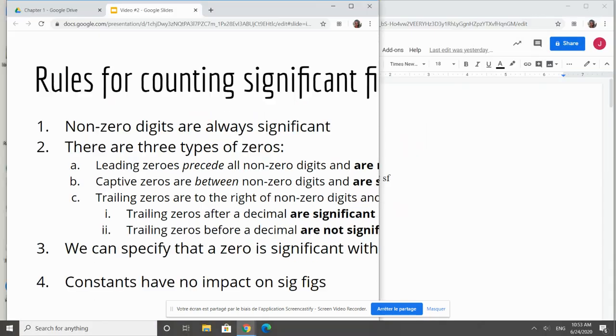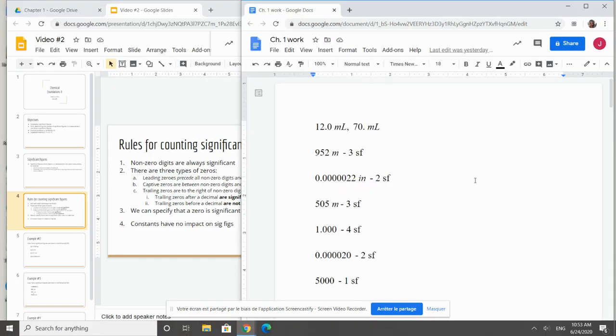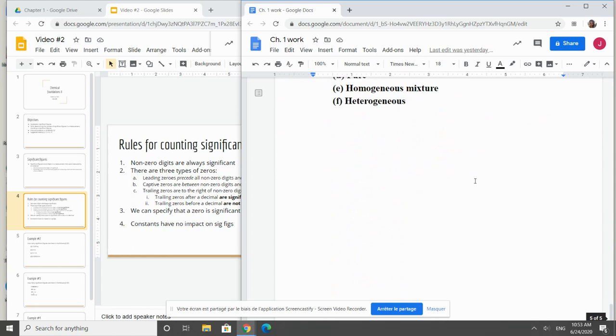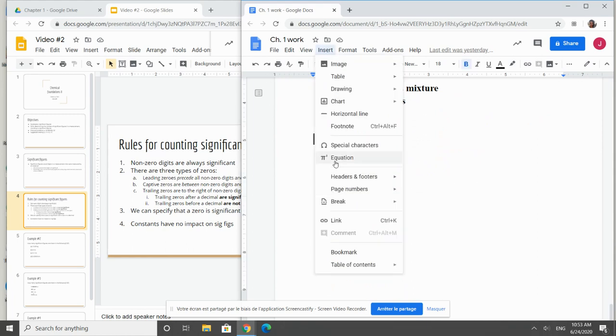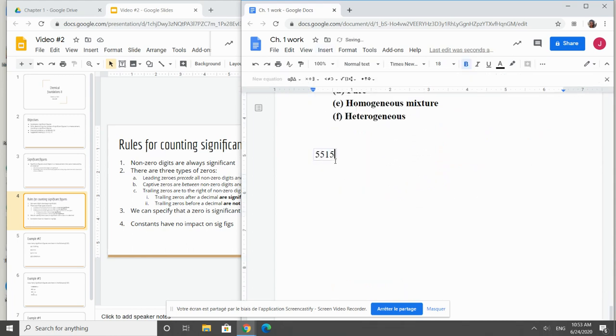All right, so I'll break down these rules. Anything that is not 0 is going to be significant. So for example, if I have 5.512 inches, that has 4 significant figures because I've got 4 digits that are not 0. Then there are 3 types of zeros, and one of those 3 has two components to it. The first type is a leading 0. So if I have 0.00052, those are leading zeros. They are not significant, so this has 2 sig figs.